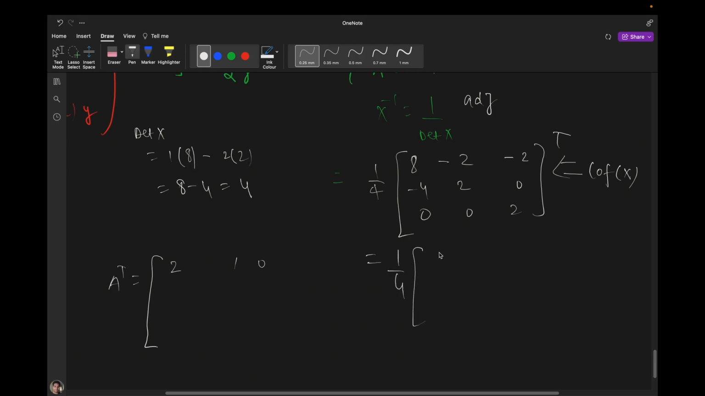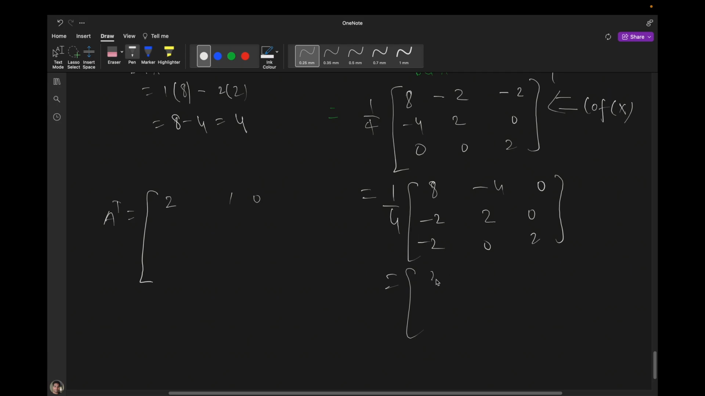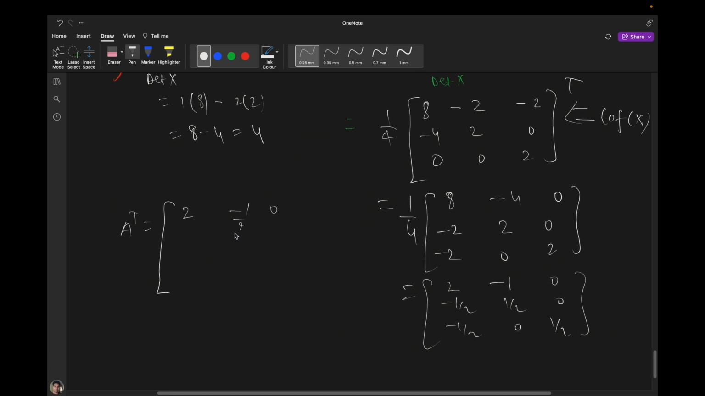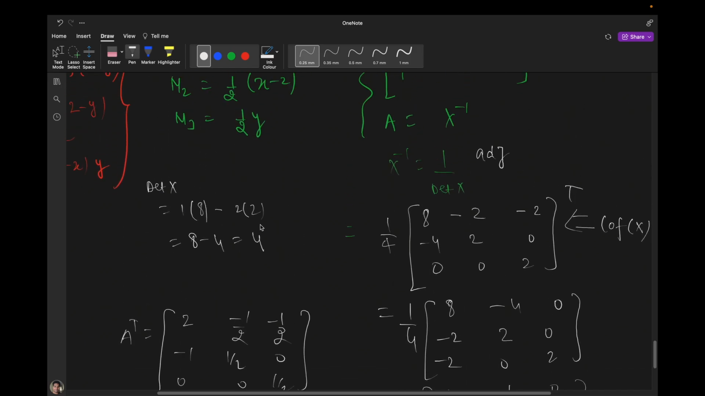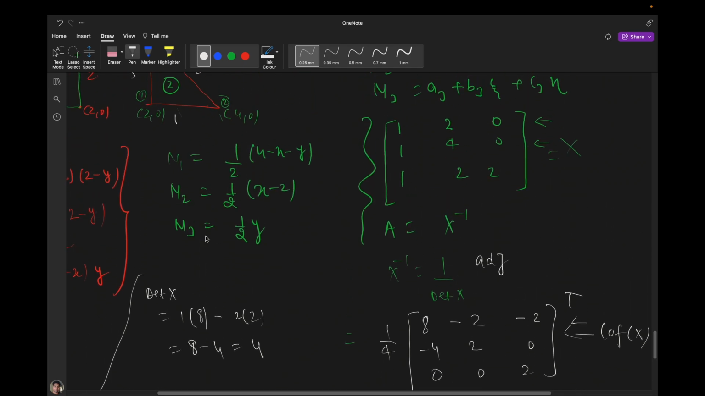So 1 by 4, so it will be 8, minus 4, 0, minus 2, minus 2, minus 4, 2, 0, 0, 0, 2. Again, we just have to write it like this: 2, minus 1, 0, minus 1 by 2, 1 by 2, 0, minus 1 by 2, 0, 1 by 2. I'm going to take the transpose, it will become 2, minus 1 by 2, 0, and minus 1 by 2, 1 by 2, 0, 0, 0, 1 by 2. So here you can clearly see this is exactly what it looks like. When you want to get the shape function without doing hit and trial, you can easily find the shape function like this.